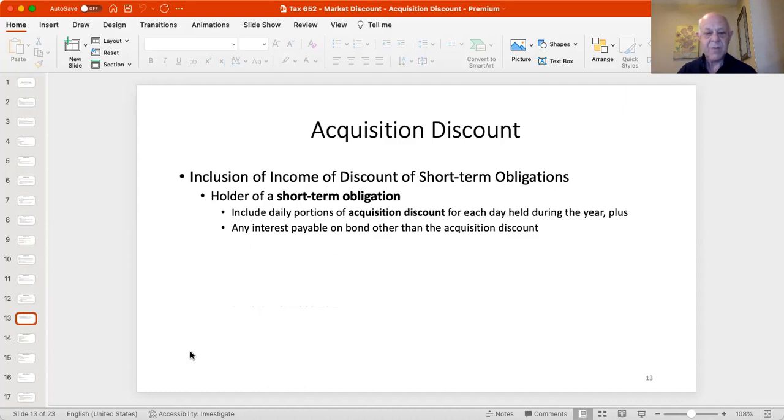So the rule is with respect to a holder of a short-term obligation, because as you saw, both the OID rules and the market discount rules didn't apply to any bond that at the time of its issuance was issued with a maturity of less than 1 year. So these are the rules that apply. And the rule is include daily portions of the acquisition discount for each day held during the year, plus any interest payable on the bond other than acquisition discount. So basically, they're telling you to pick up the daily portions, just like OID.